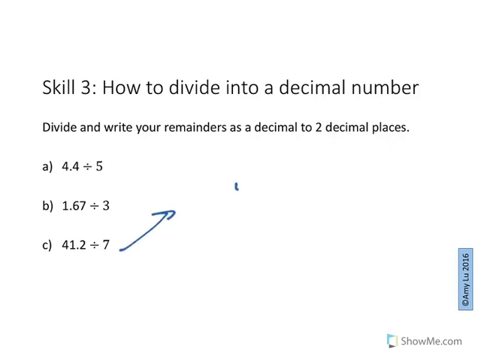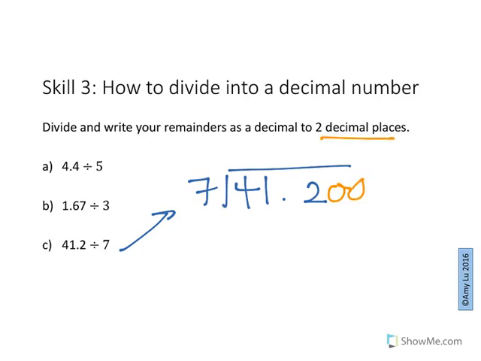Finally, 41.2 divided by 7. Add 2 more zeros to help you round it off to 2 decimal places, and let's divide. 7 goes into 4 no times. Let's keep going. 7 goes into 41 5 times. So subtract 35 because 7 times 5 makes 35. And you should end up with 6. Bring your decimal straight up. Bring your 2 straight down.